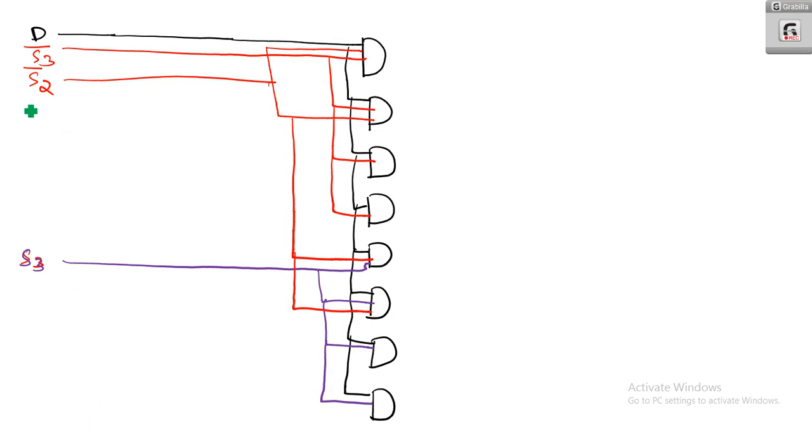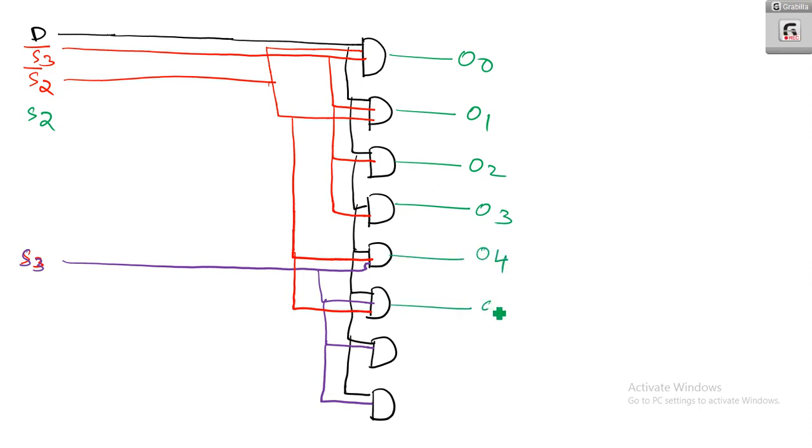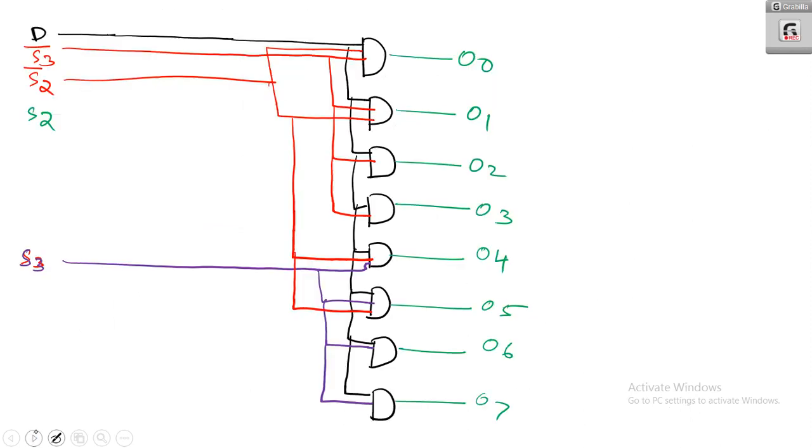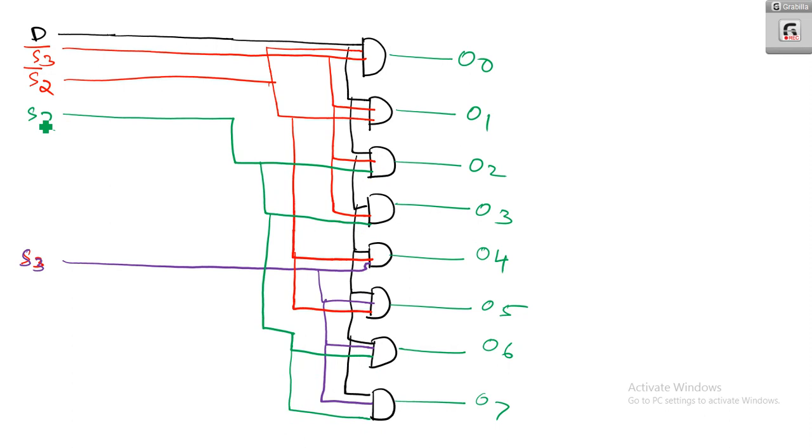So how do you take this S2? S2 is there for where? So this is O0, O1, O2, O3, O4, O5, O6. S2 is there for O2, O3, then O6, and also O7. Right, that is it. So S2 and S2 bar over.